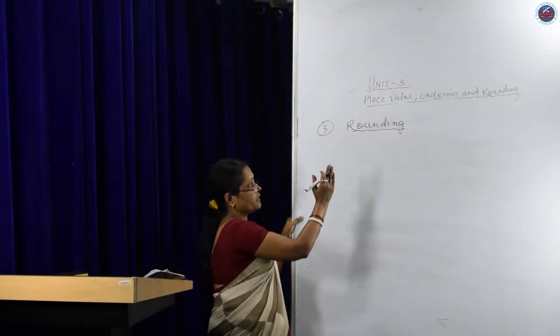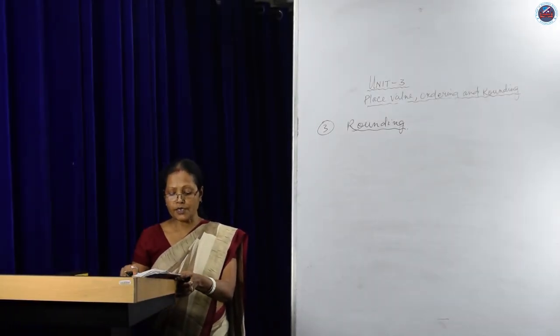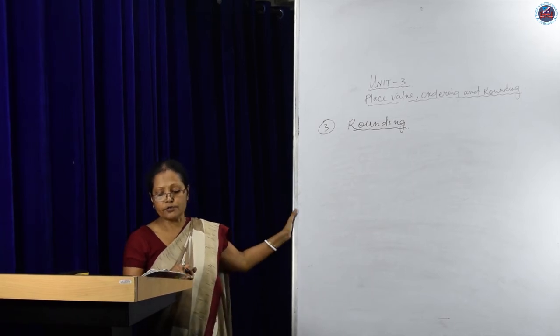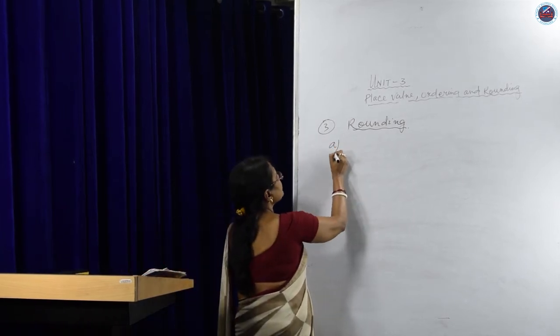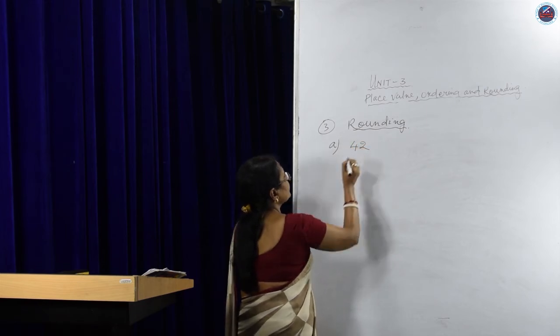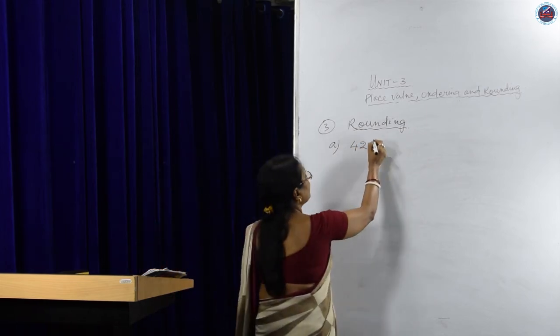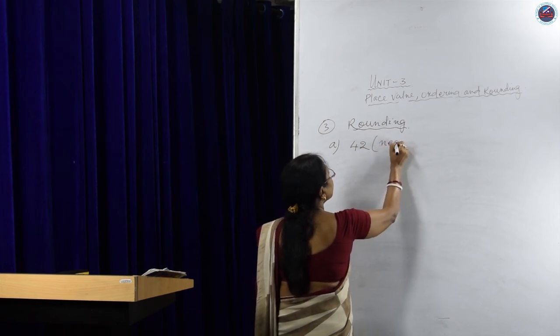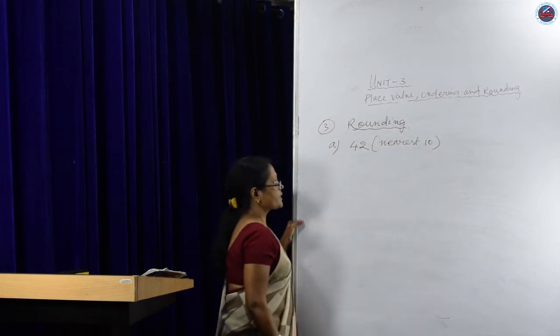Next subtopic is rounding. You will get it in exercise 3.3, how to round a number to a degree of accuracy. A question is given to you: suppose there is a number 42, and you have to round it to the nearest 10.